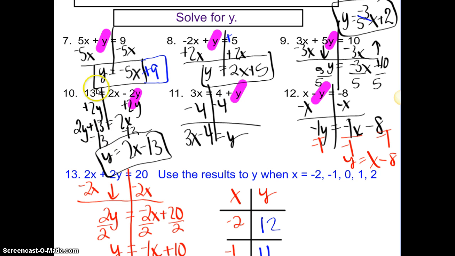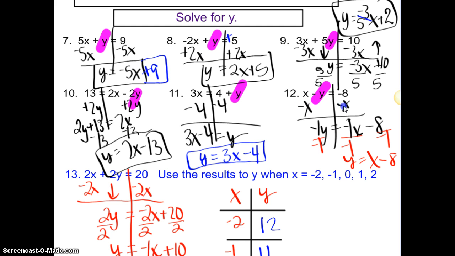Number 10, I just moved this y over here so it wasn't negative. It's got to go on the left anyway for this form. Usually it doesn't matter which side, but for function form, y has to be on the left. So I get y equals 2x minus 13. Number 11, I just subtracted 4 from both sides, so I get 3x minus 4 equals y. So what do I have to do? You can just switch it. So y equals 3x minus 4. You can just swap sides, keep all the signs the same. It's kind of like a mirror.